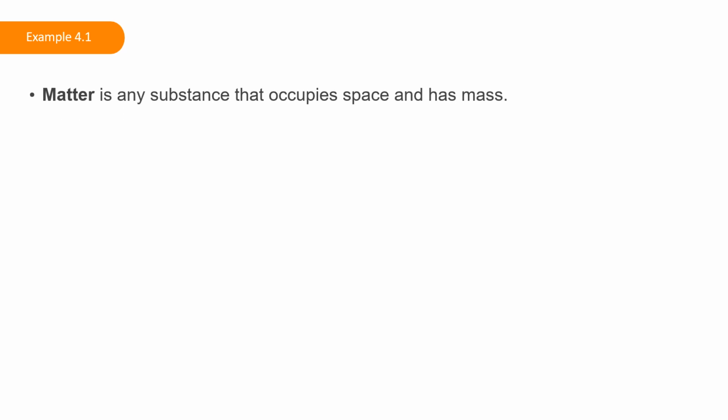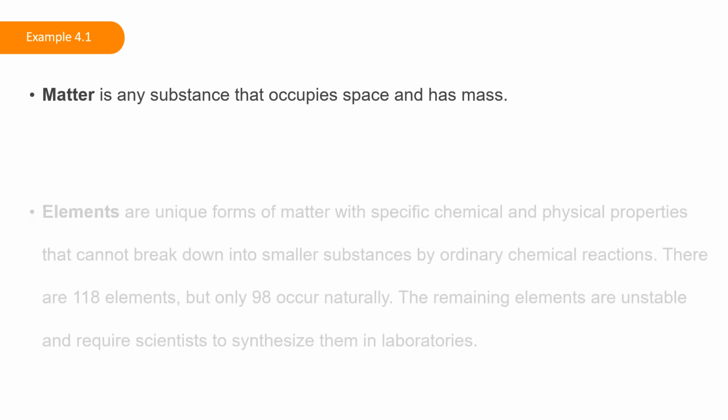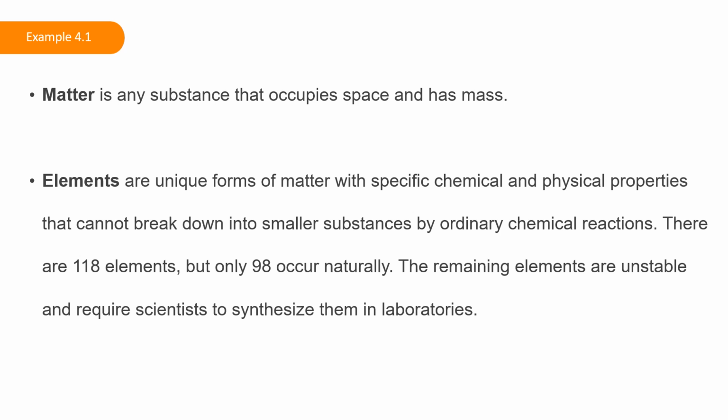At its most fundamental level, life is made up of matter. Matter is any substance that occupies space and has mass. Elements are unique forms of matter with specific chemical and physical properties that cannot break down into smaller substances by ordinary chemical reactions. There are 118 elements, but only 98 occur naturally. The remaining elements are unstable and require scientists to synthesize them in laboratories.